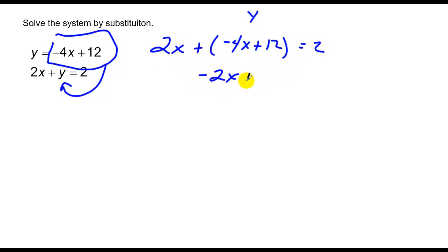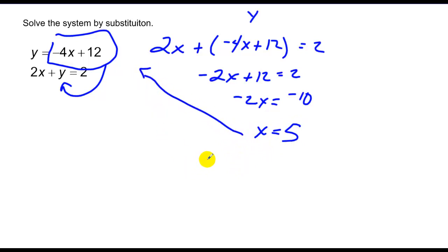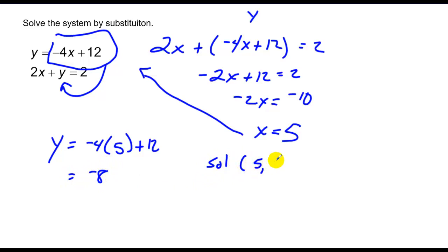That's negative 2x plus 12 equals 2. Therefore, negative 10 equals negative 2x, and x equals 5. To solve the system, I plug this back in to one of my two equations. I'll say y equals negative 4 times 5 plus 12, or negative 8. So my solution is 5, negative 8. And again, I can check that.